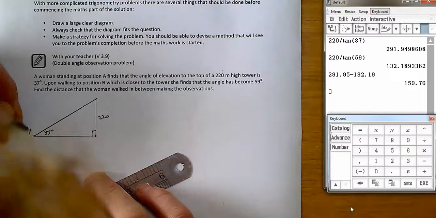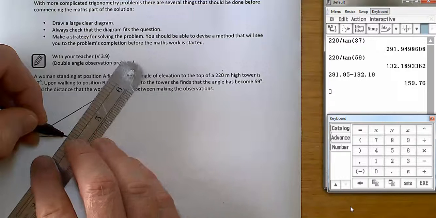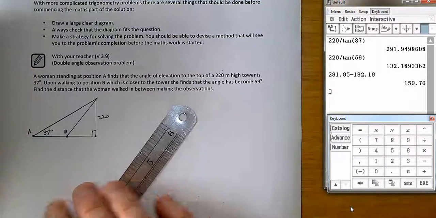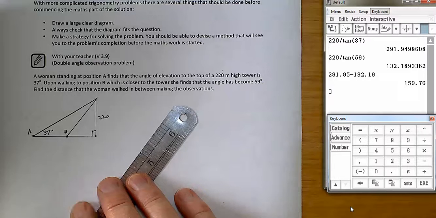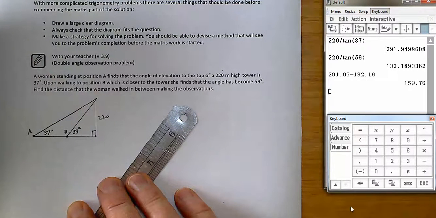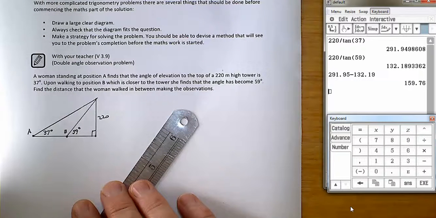from position A. She then walks to position B, which is closer to the tower. She might be over here somewhere, and she'll see that the angle of elevation has become 59 degrees. And the question is, how far has she walked from A to B?